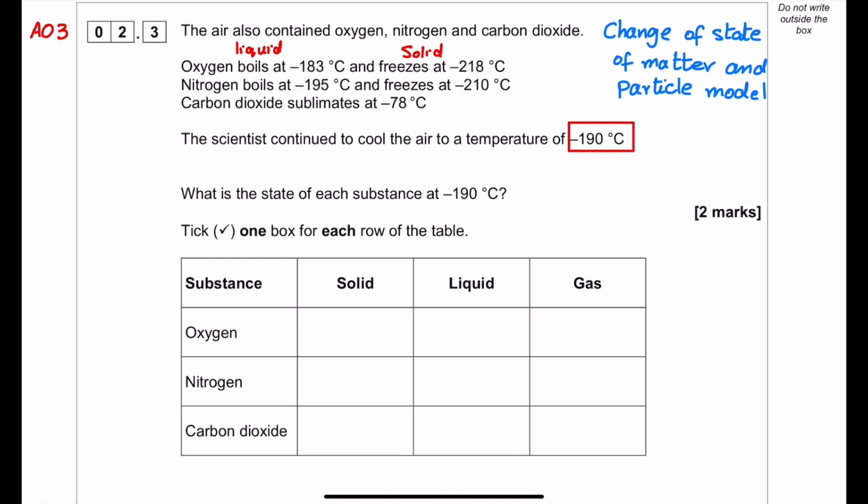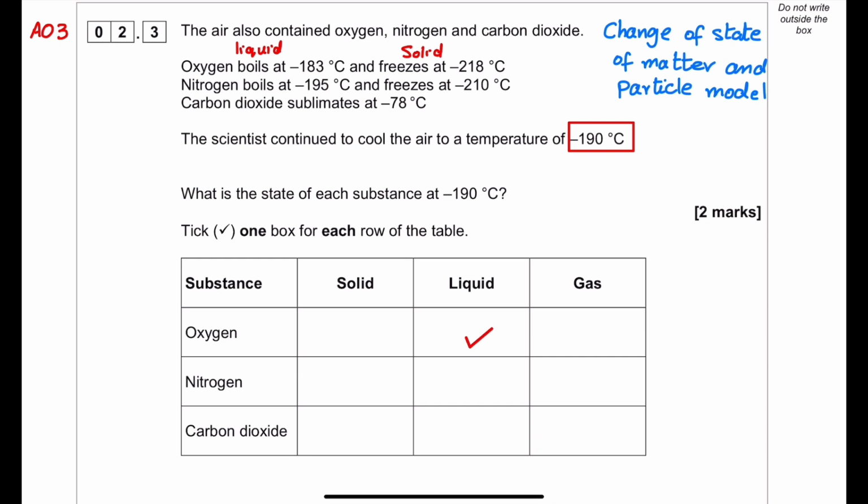Let's see the answer. Oxygen at minus 190 degrees, we have to see the values for the oxygen around minus 190 degrees. Minus 190 degrees is below minus 183 and it is higher than minus 218. So it means that it is not in solid form but it is in liquid form. So the correct option is liquid.